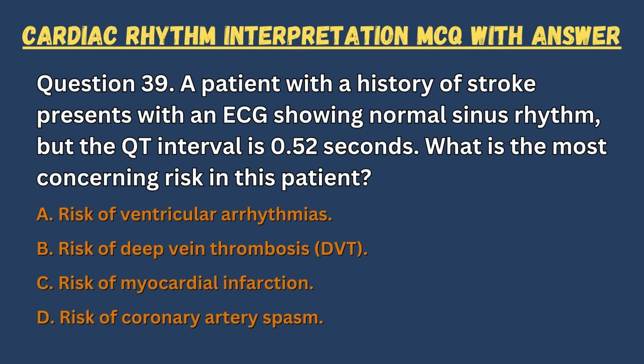Question 39. A patient with a history of stroke presents with an ECG showing normal sinus rhythm, but the QT interval is 0.52 seconds. What is the most concerning risk in this patient? A. Risk of ventricular arrhythmias. B. Risk of deep vein thrombosis, DVT. C. Risk of myocardial infarction. D. Risk of coronary artery spasm.